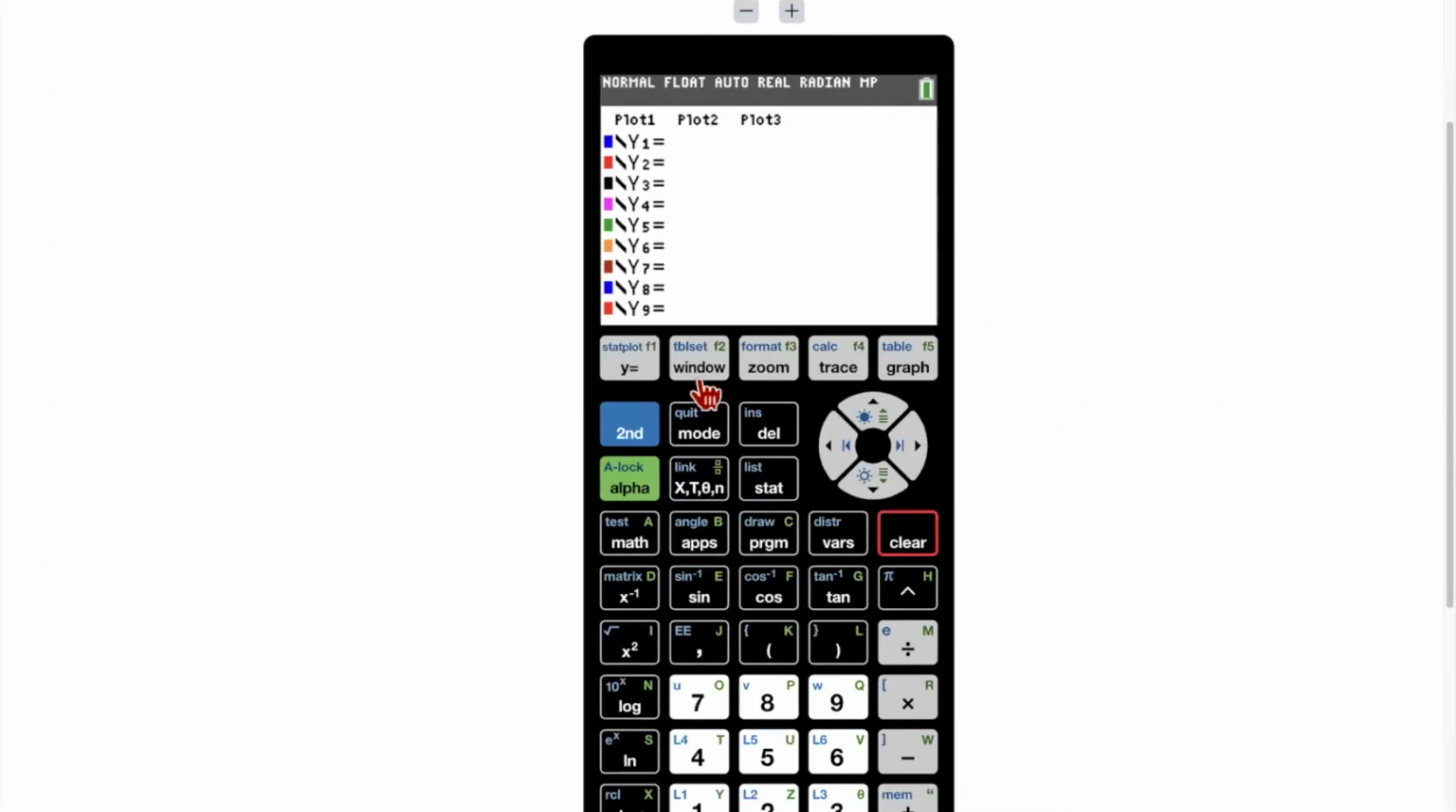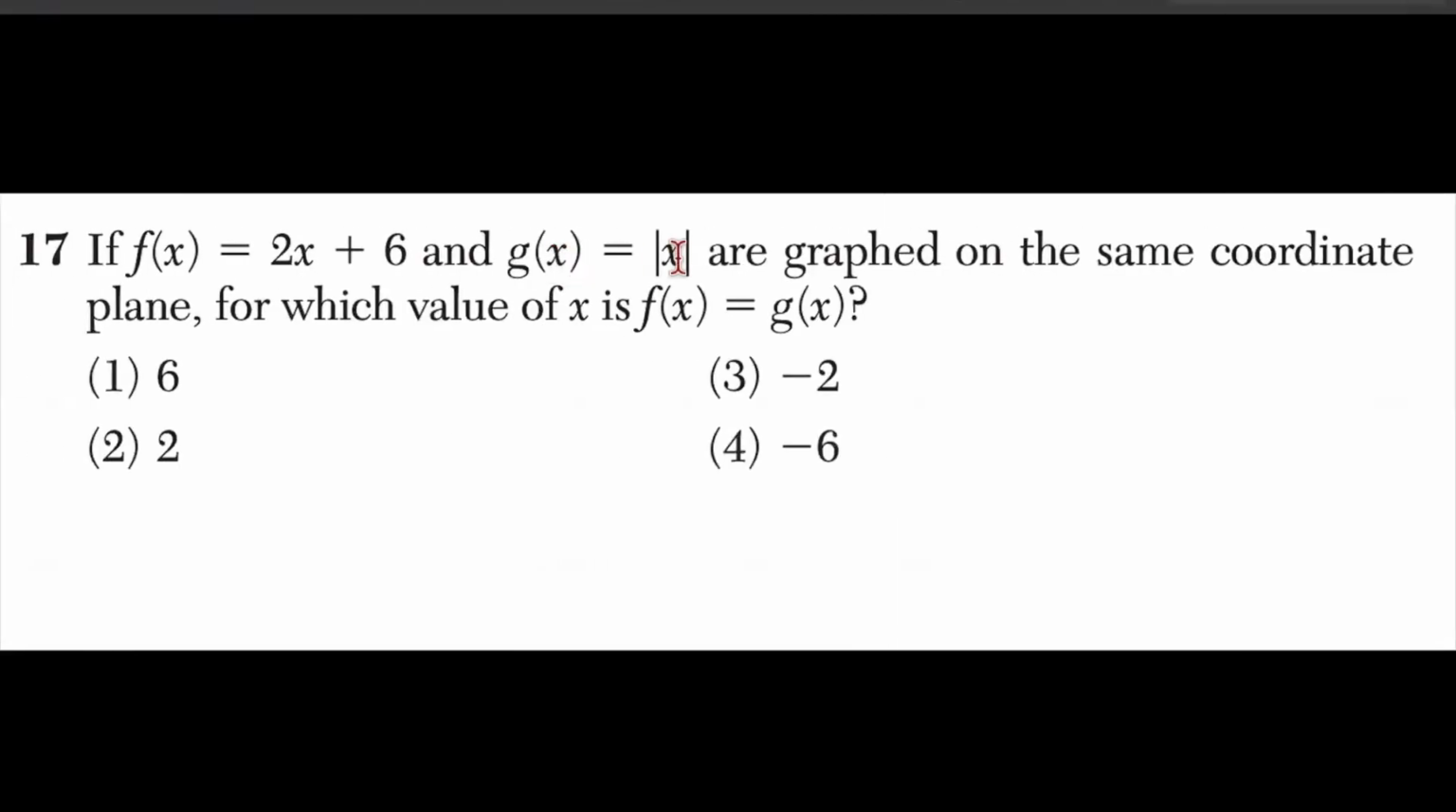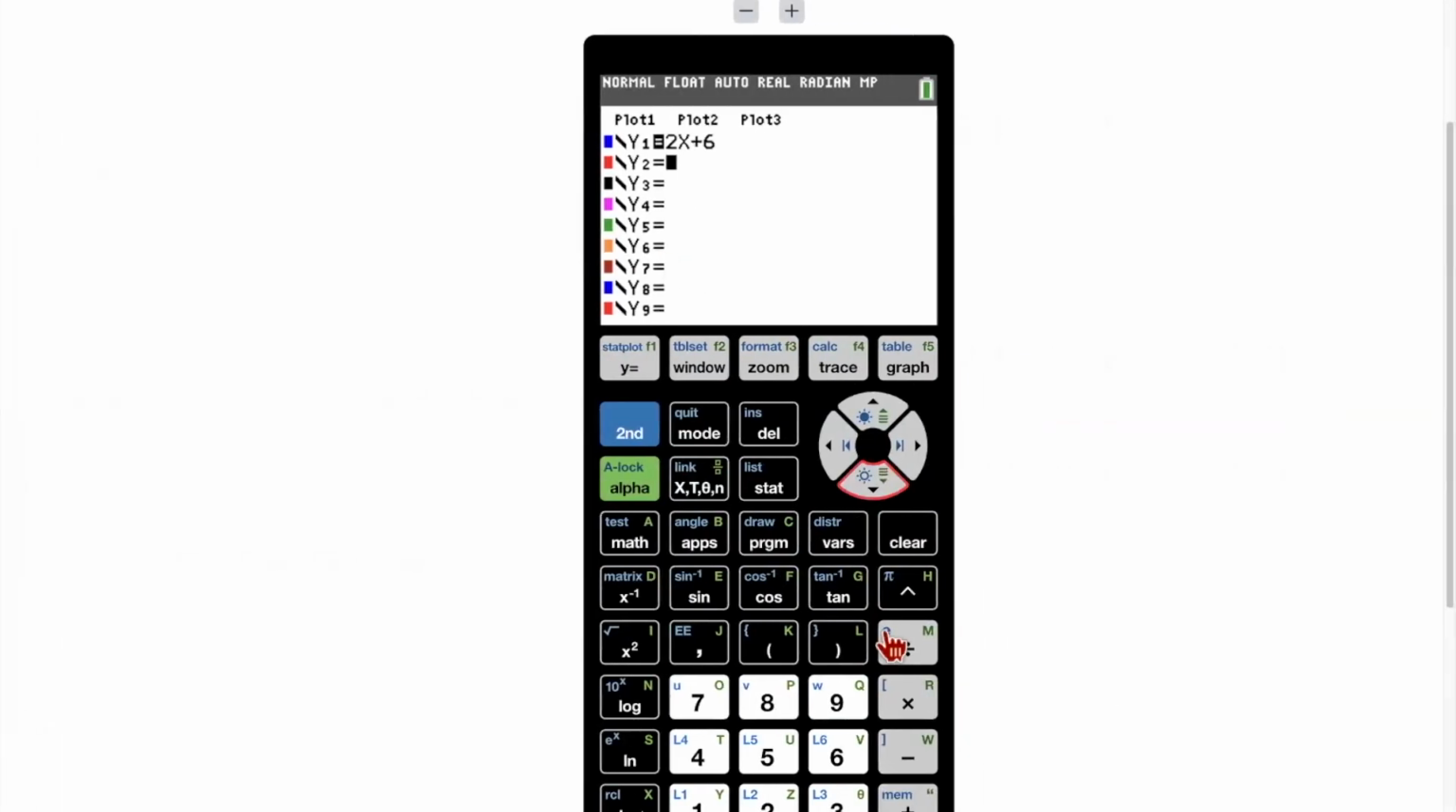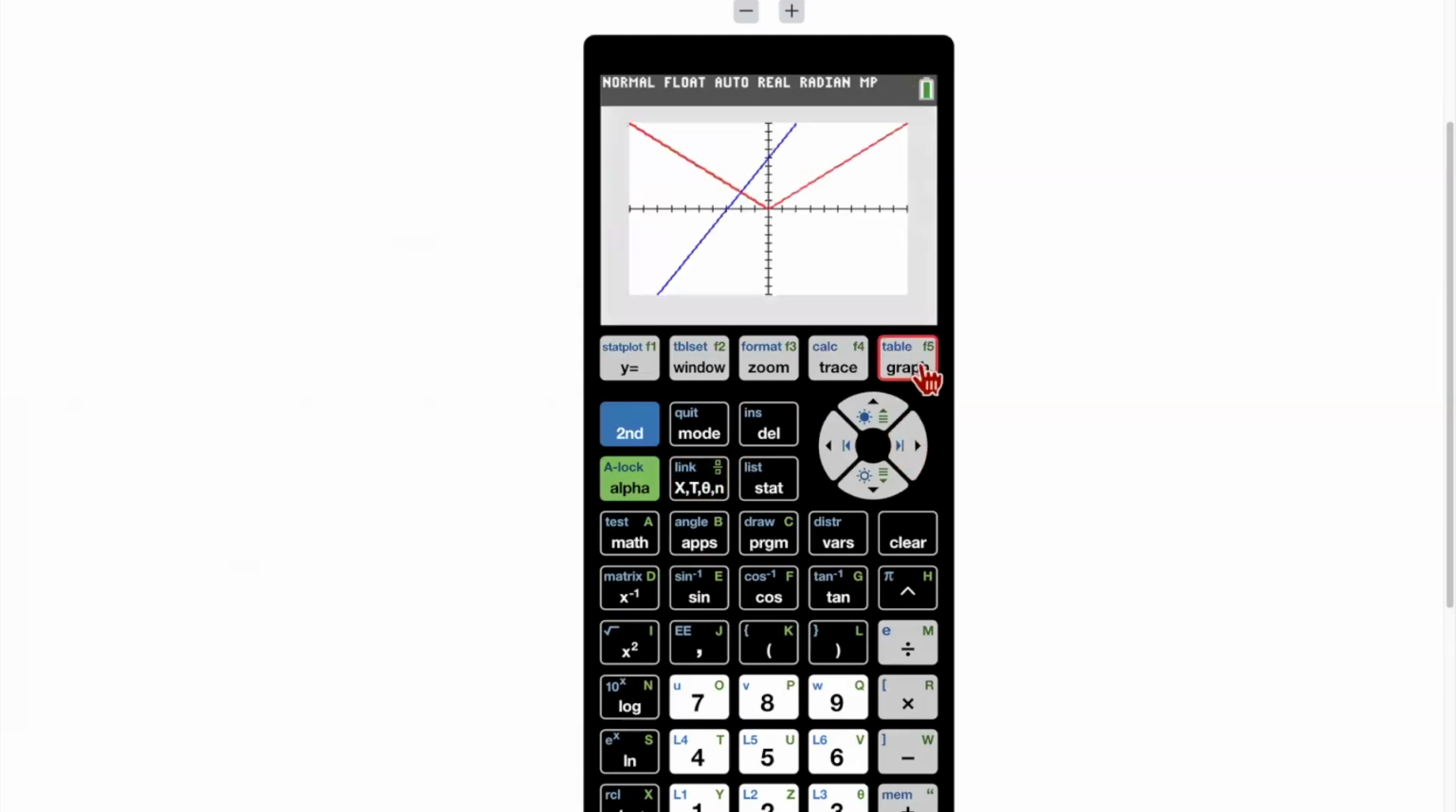Okay, so my first function is 2x plus 6. So in my calculator here, 2x plus 6. My second equation, absolute value of x. Okay, now again, there's a couple of ways to get to absolute value. I usually like to hit math, the right button, and then enter. ABS is short for absolute value. Okay. Don't forget to type the x in there. And let's take a look at the graph.